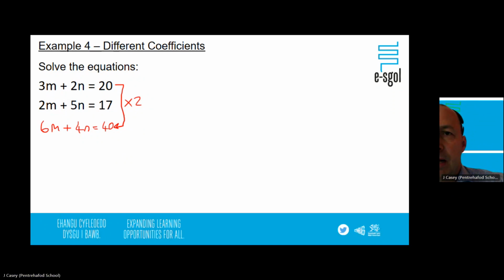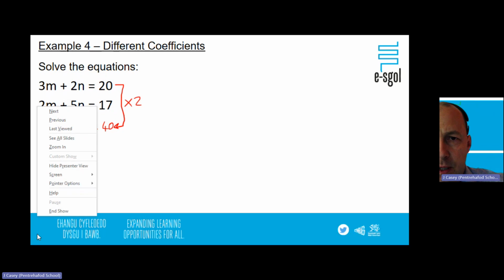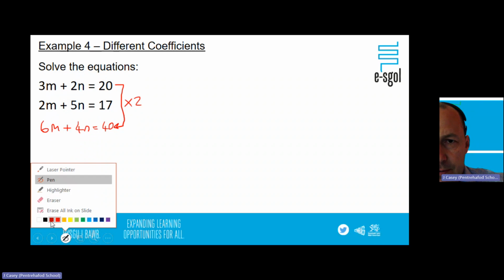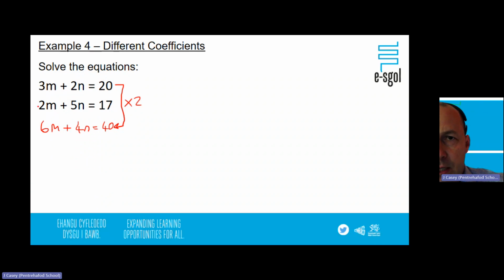Now, sometimes you can get away with just multiplying one, but in this case, I think we are going to have to multiply them both. I'm going to multiply all of this second one by 3. So I'm just going to put a little times 3 here. So that gives me now 6m plus 15n equals 17 times 3, which is 51.